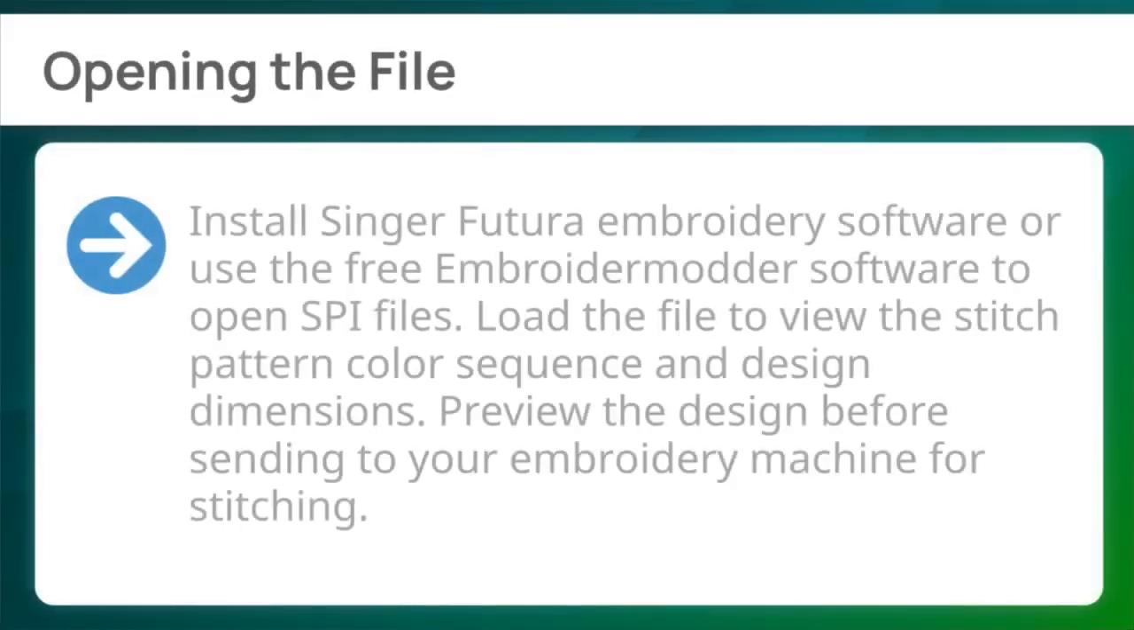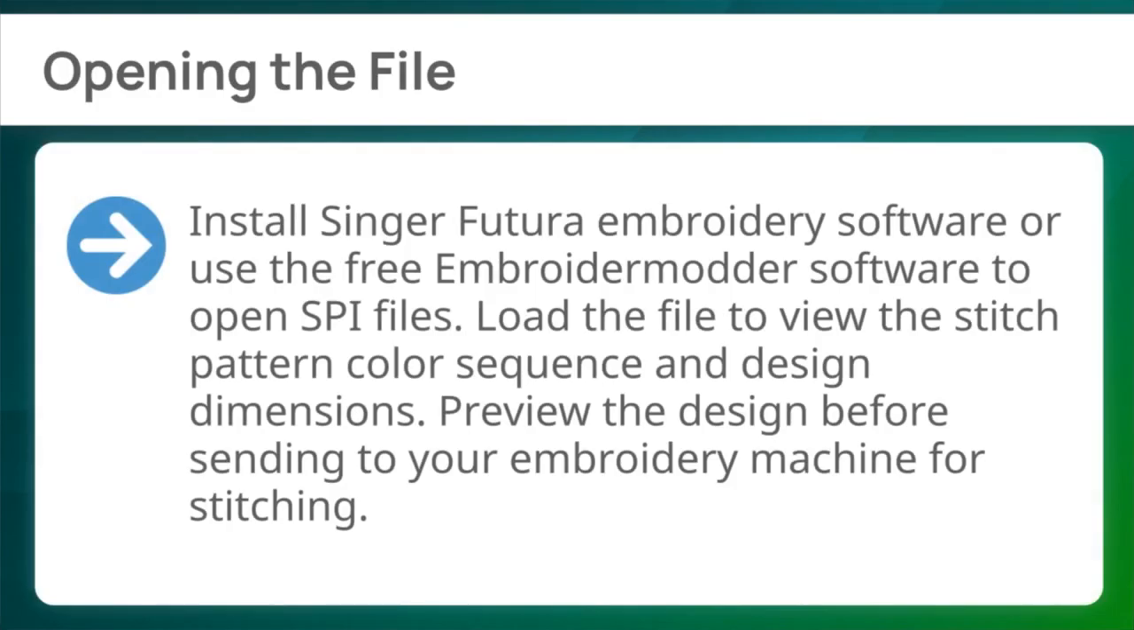First, opening the file. Install Singer Futura embroidery software, or use the free Embroidermodder software to open SPI files. Load the file to view the stitch pattern color sequence and design dimensions. Preview the design before sending to your embroidery machine for stitching.